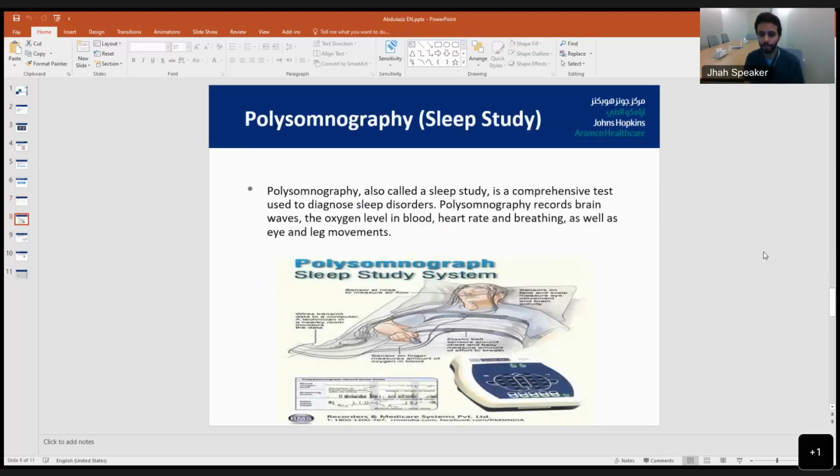The gold standard test to evaluate whether this patient has sleep apnea or not is polysomnography, which is a sleep study. Polysomnography, also called a sleep study, is a comprehensive test used to diagnose sleep disorders. And polysomnography records brain waves, oxygen level in blood, heart rate, breathing, as well as eye and leg movement during sleep.